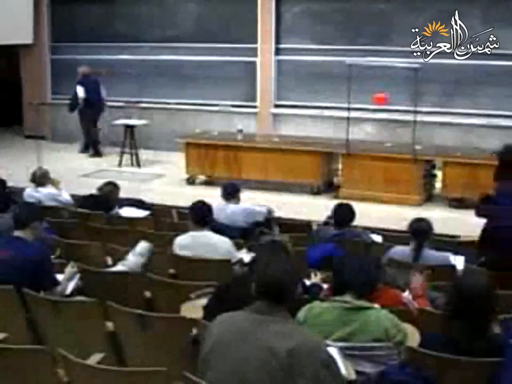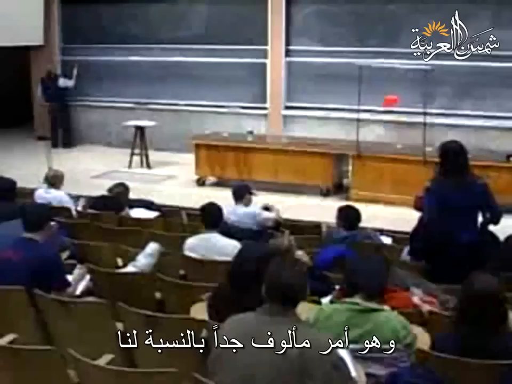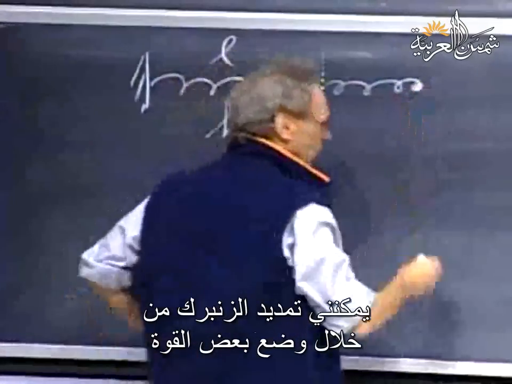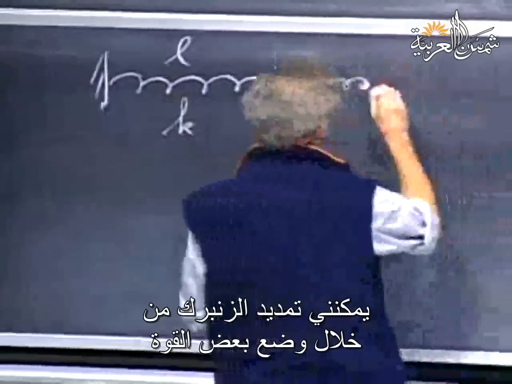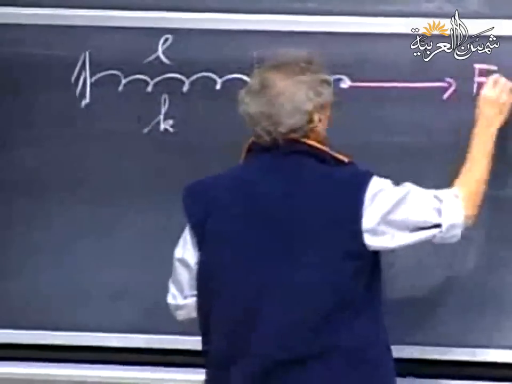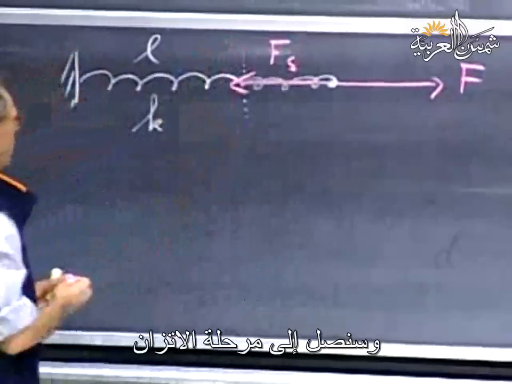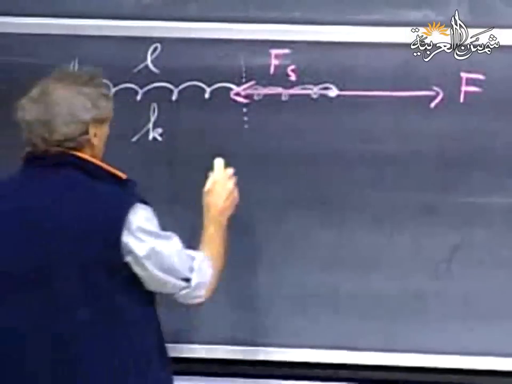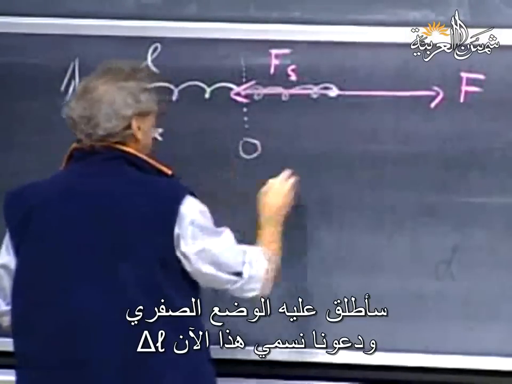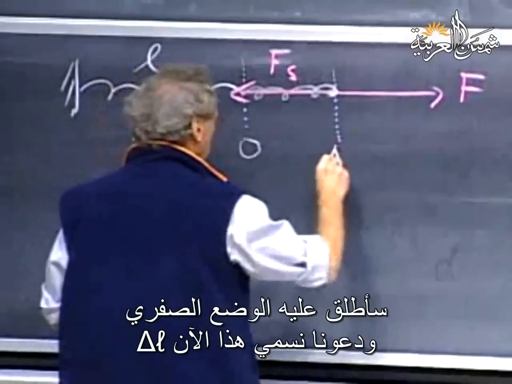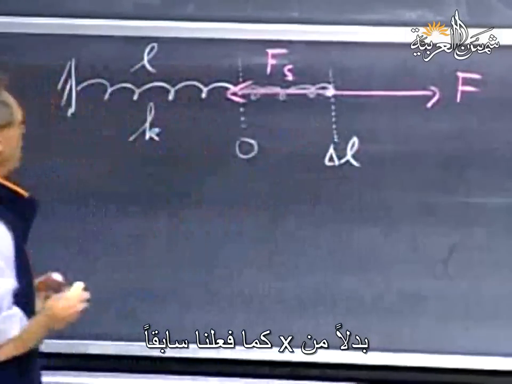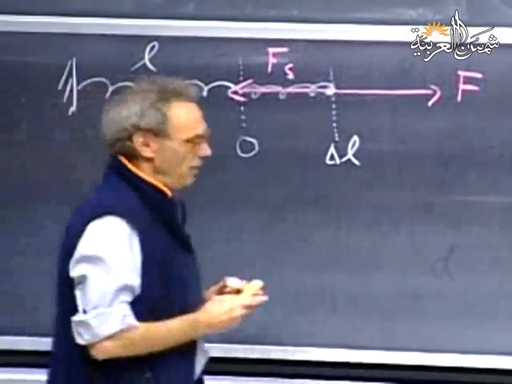When we take a spring, something that we are so familiar with now, and the spring has length L in a relaxed state, spring constant K, I can extend the spring with some force that I apply. The spring then will counter it with the spring force, and it will be in equilibrium there. I call this the zero position, and let's call this now delta L instead of x, what we have done before.